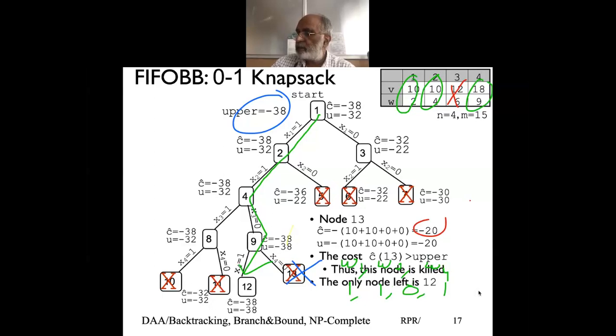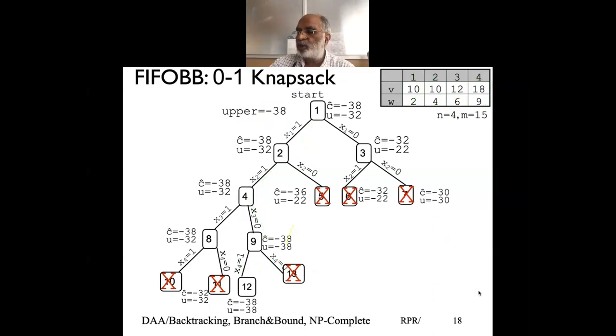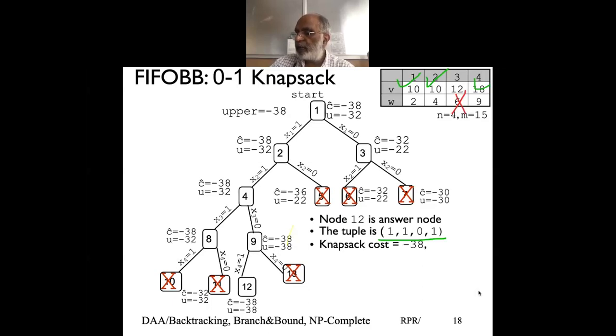And that's the answer we primarily get, which is the answer node. So my answer happens to be minus 38, which is what I get. So node 12 is the answer node. The tuple is 1101. Include this, include this, include this, and exclude this. And knapsack cost is minus 38. And we know maximization value means change back negative to positive, I get 38, and that is what we'll basically look at. Hence, the value we can get is 38.